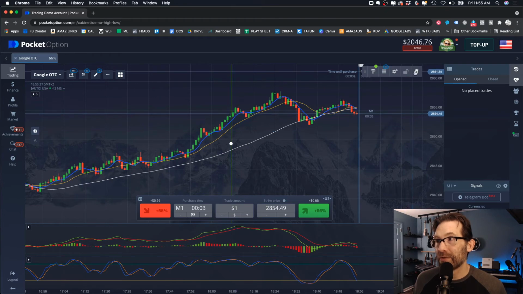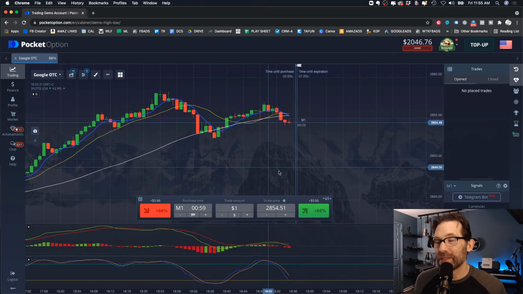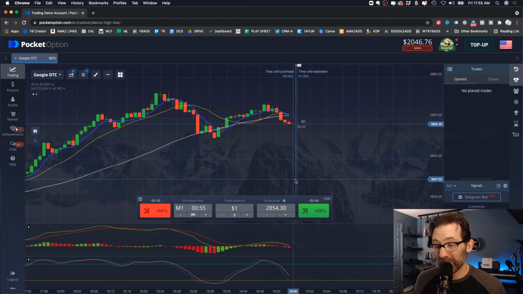In my strategy, I don't use a lot of lines anymore, but as I was learning through different strategies, I did use lines, and I appreciated that. Pocket Option has a really good drawing interface available.